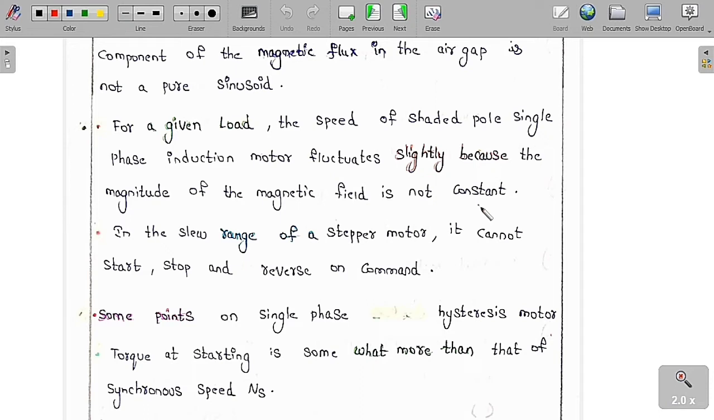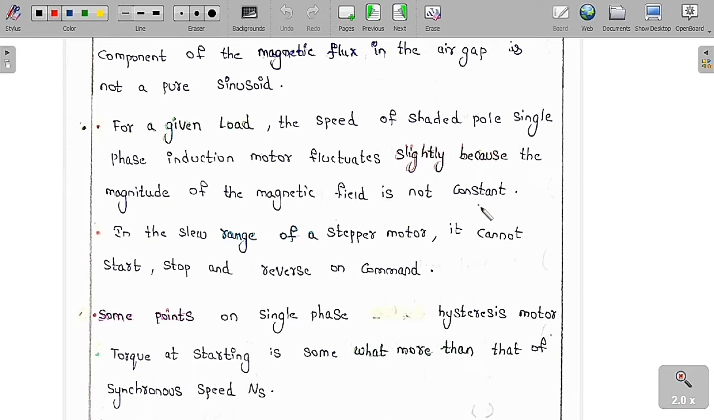Whenever the magnitude of the magnetic field is fluctuating, the speed is also going to fluctuate in the case of the shaded pole single-phase induction motor. I already told you, in a shaded pole single-phase induction motor, the rotor always rotates from the non-shaded part to the shaded part, and the flux in the shaded part always lags the flux in the non-shaded part. When compared to other single-phase induction motors, the starting torque of the shaded pole motor is always less.